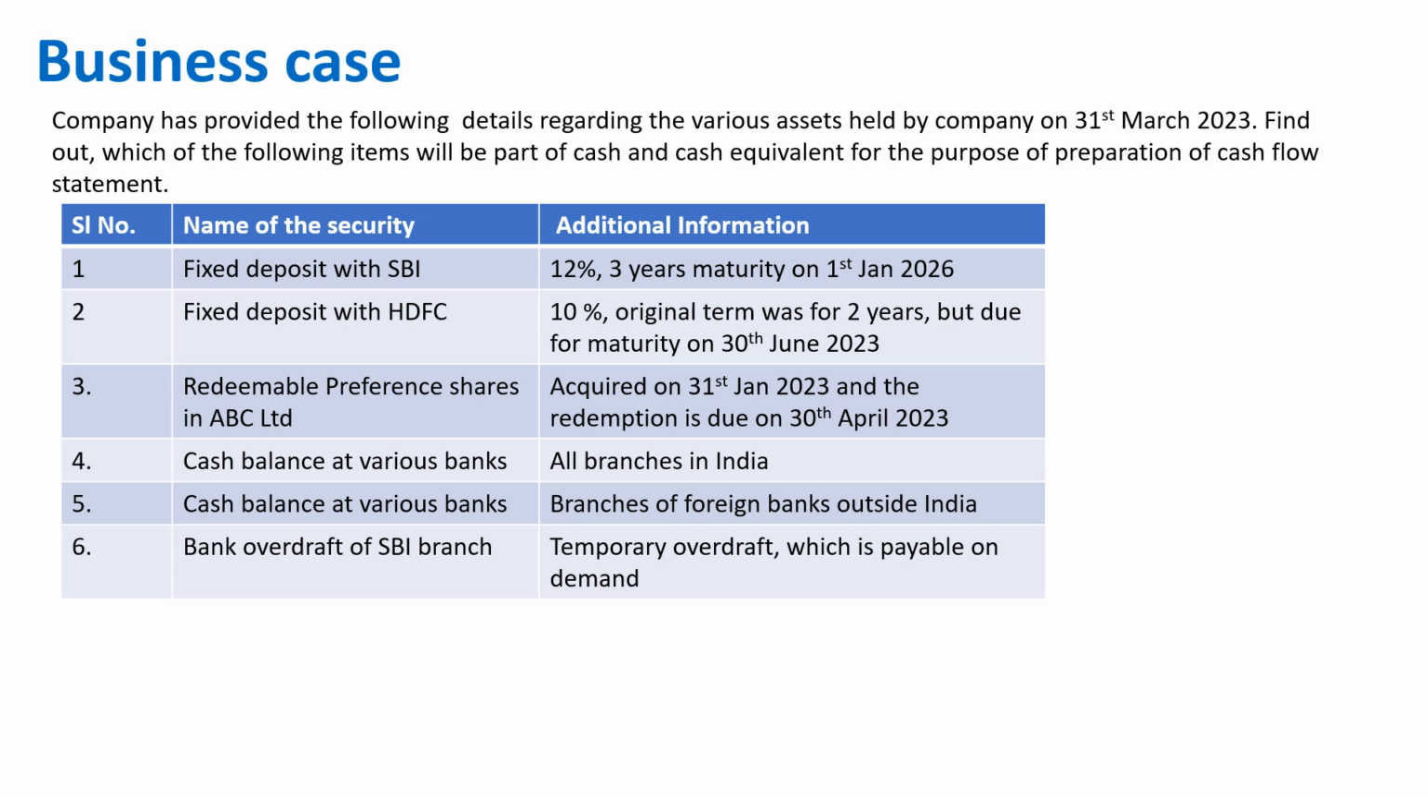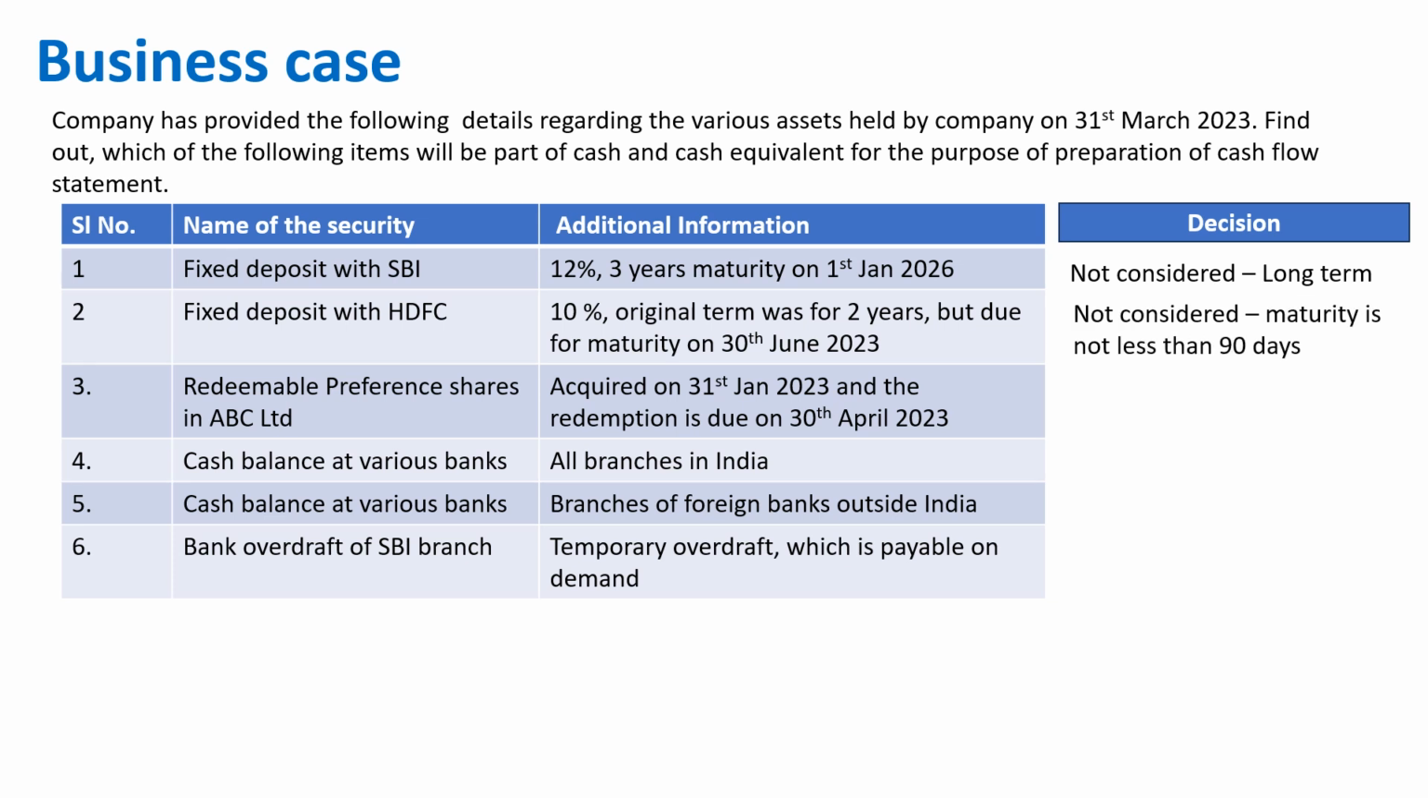Now let's try to understand in each case which will be categorized as cash equivalent or cash. So in the first one, it is not considered as it is long term because the maturity period is 3 years. As we explained in the previous slide, from the date of acquisition, the maturity should be 3 months. So in this case, the maturity is 3 years, hence it is long term and will not be classified as cash equivalent. In case of the second one, SDFC deposit, here also the maturity is not less than 90 days. It is 2 years, hence it will not be considered.